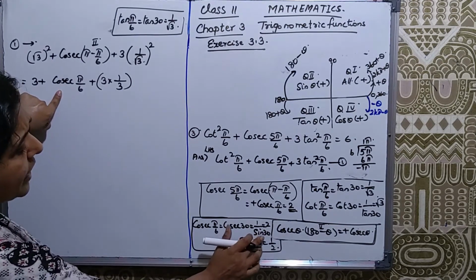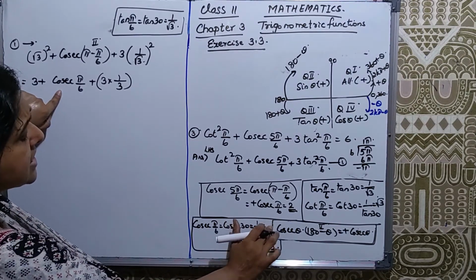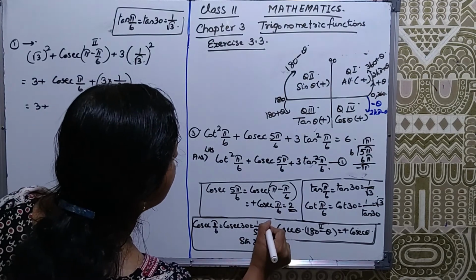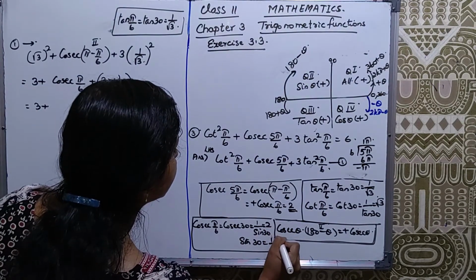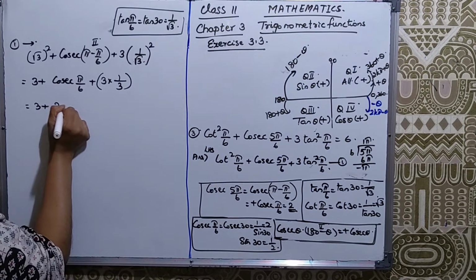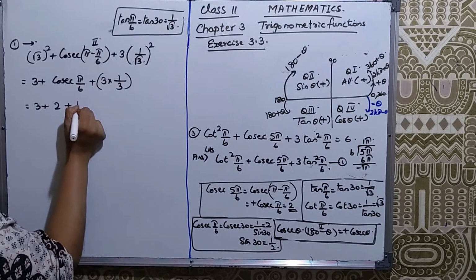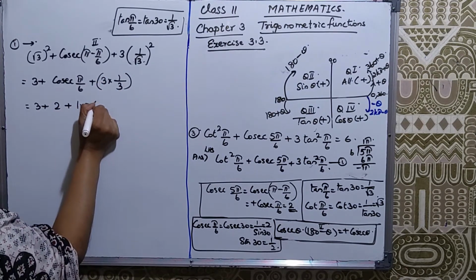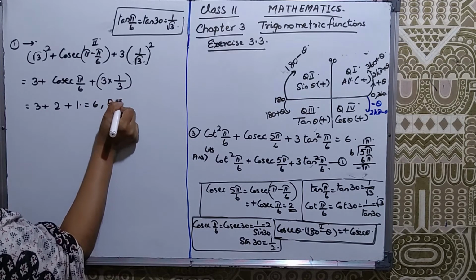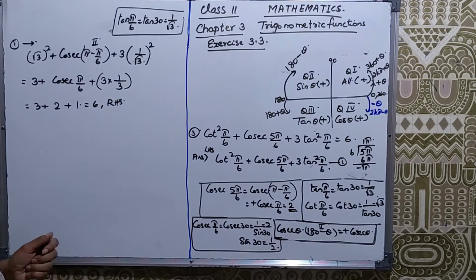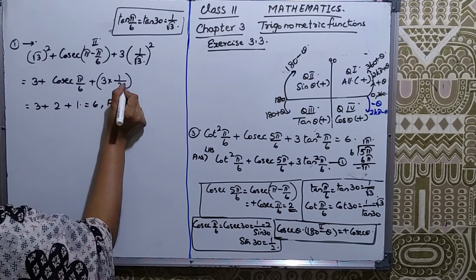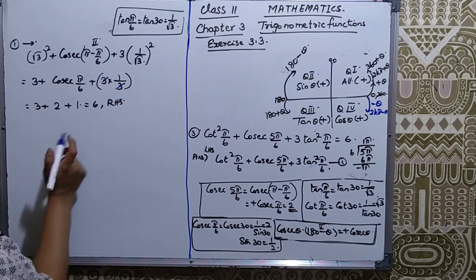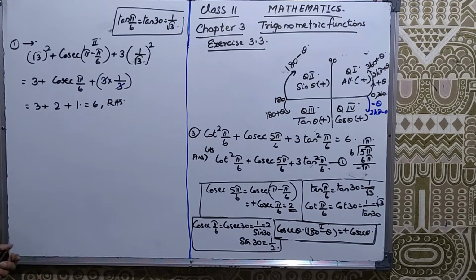Cosec 30's value is 2, since cosec 30 is the reciprocal of sin 30. So it will be plus 2. The 3 and 3 will be cancelled, and you will get 1, which is equal to 6. That is the RHS. I'll show the cancelling of 3 and 3, and you get the answer 6. That is the RHS part of the question.